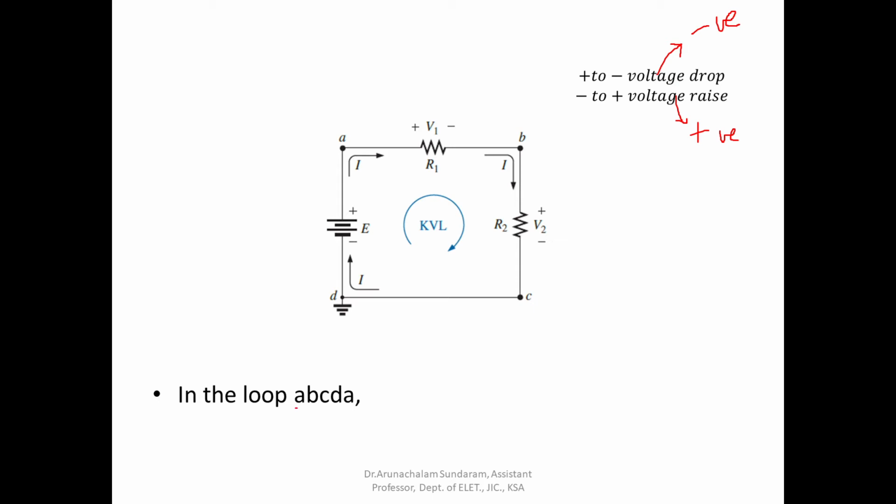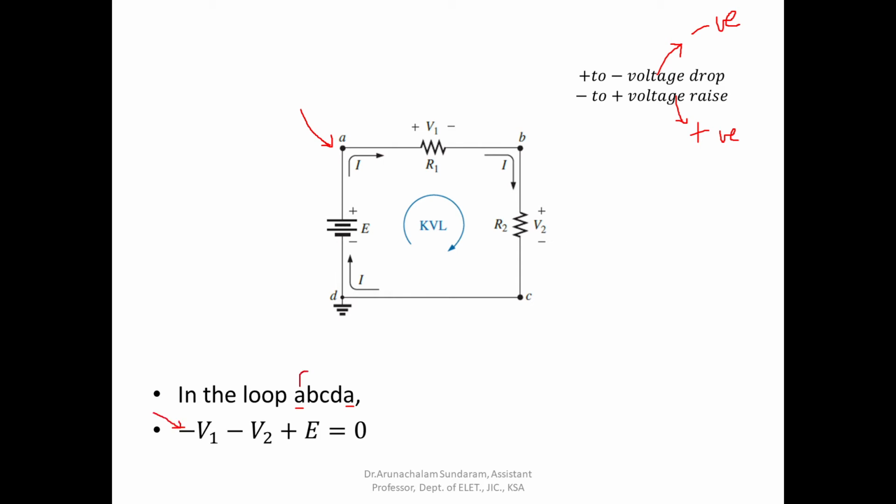You have to start at A and end at A, or you can also start at B, but again you have to end at B. So, just for understanding, I'm taking this point A. I'll go from A to B, B to C, C to D, and then again come to A. If I go from A to B, I'm moving from plus to minus, so it is voltage drop. So I have to put minus V1. See here, why this minus? This minus is because it is a voltage drop.